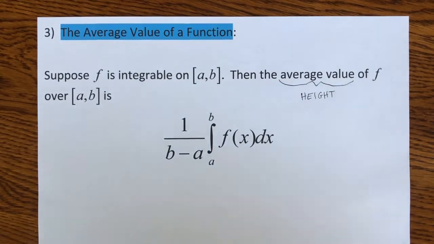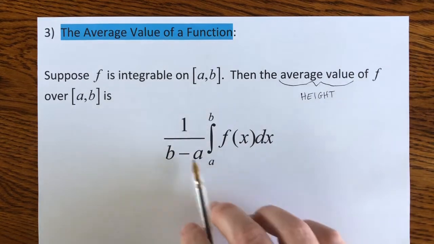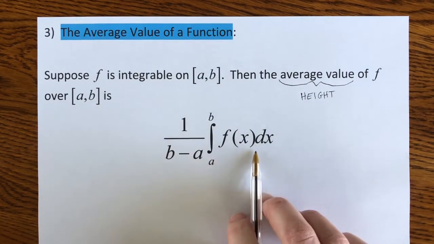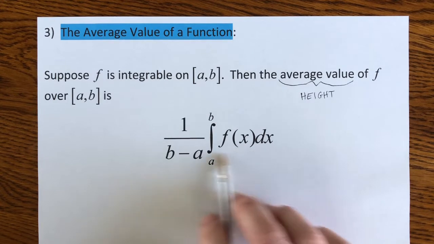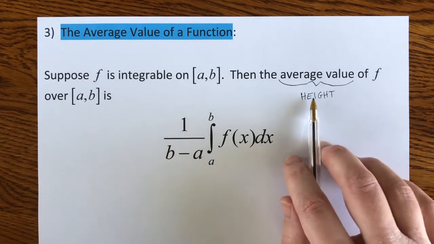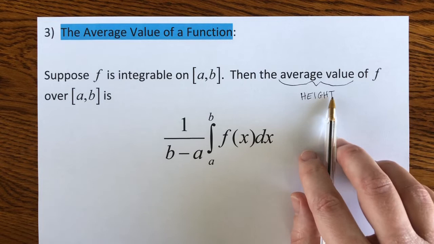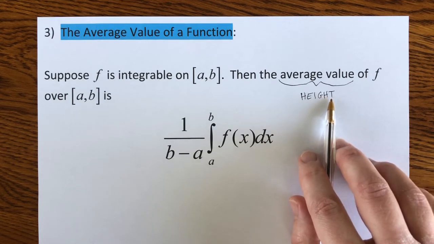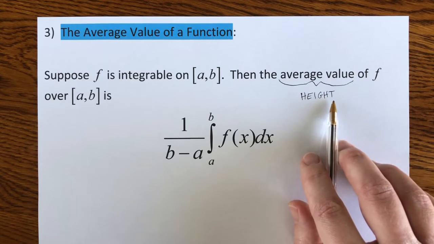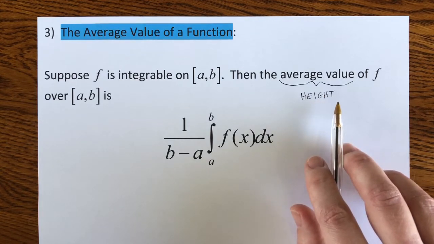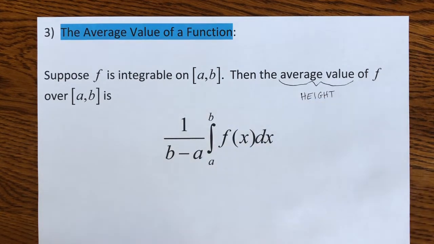Our next topic of discussion is the average value of a function. So this is the expression that we're going to use to determine what is called average value. And the meaning of this is really the height of a rectangle we could use to determine the area under our curve bounded by our closed interval a to b and above the x-axis.